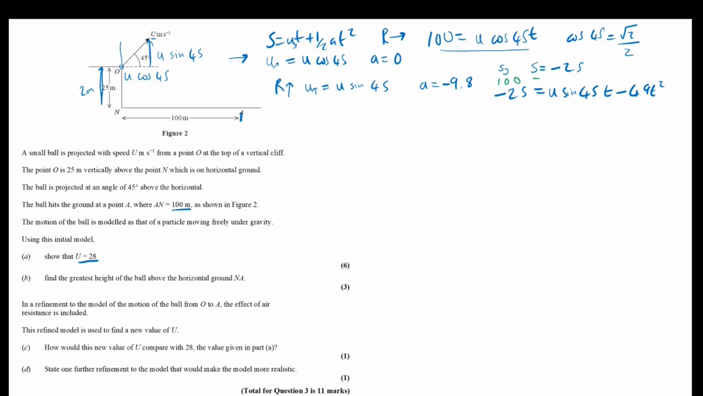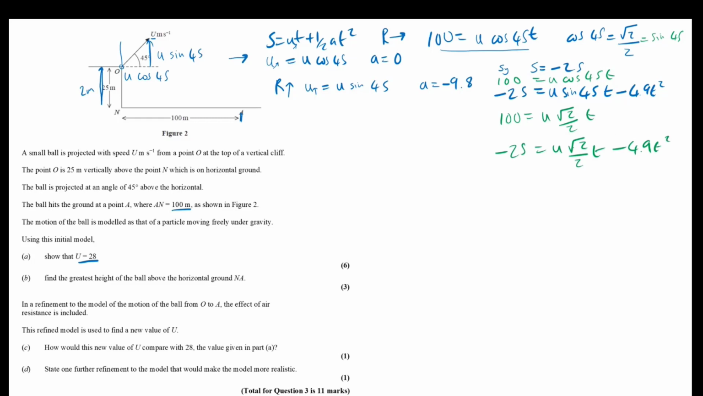We've got 100 equals u cos 45t, because we can do something and cancel something here. Now let's think, you've got to realise that cos 45 is actually the same as sine 45. That's the key to unlocking this. So we can just use the numbers here. So this becomes 100 equals u root 2 over 2t, and this one becomes minus 25 equals u root 2 over 2t minus 4.9t squared.